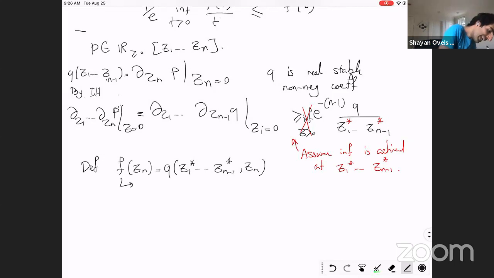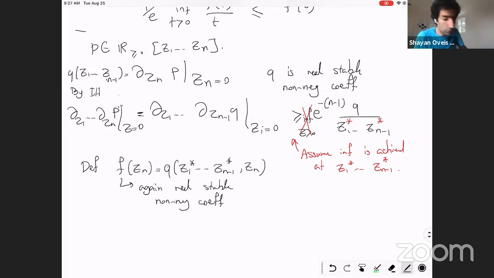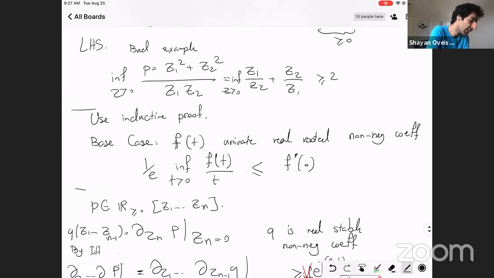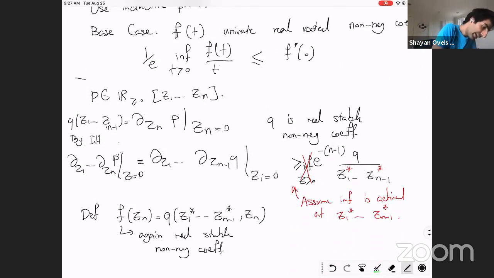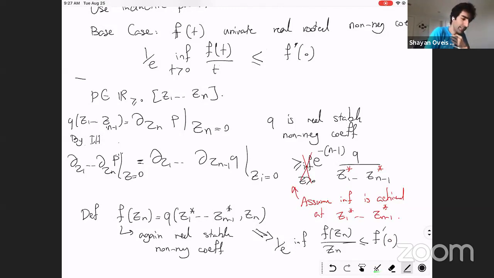The point is f is again real stable and has non-negative coefficients. Why? Because we plug real numbers into Q, which is real stable, and the polynomial is closed under substituting real numbers. So I again have a real stable polynomial, which is real rooted with non-negative coefficients. I can apply the base case again, or this fact about real rooted polynomials I wrote above. So I know that 1 over e times the infimum of f of zn over zn is less than or equal to f prime of 0.